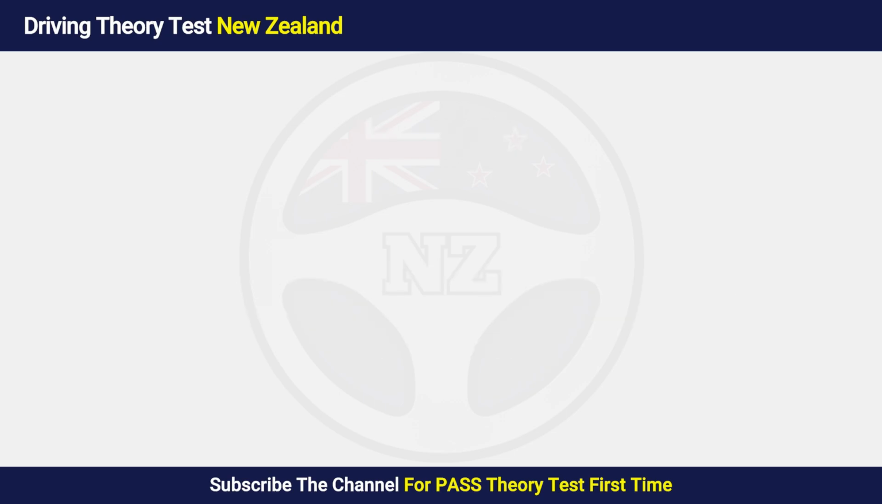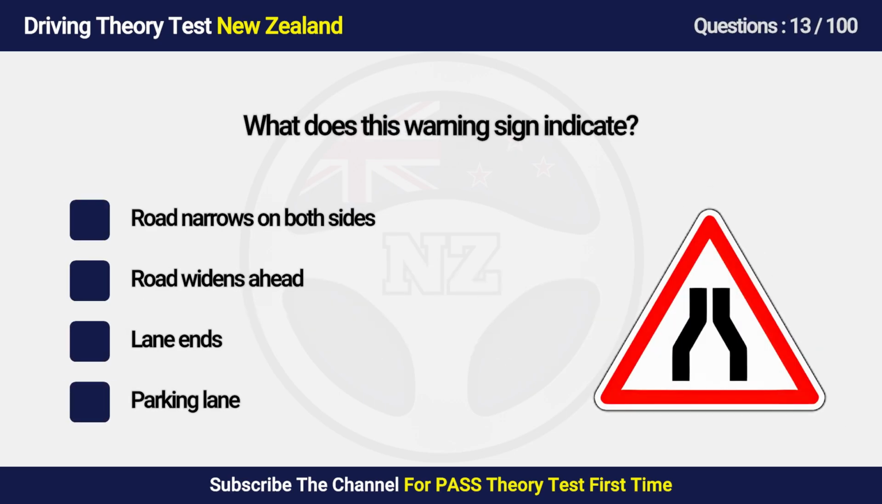Question 13. What does this warning sign indicate? A. Road narrows on both sides. B. Road widens ahead. C. Lane ends. D. Parking lane.